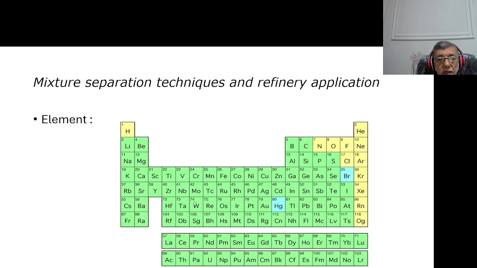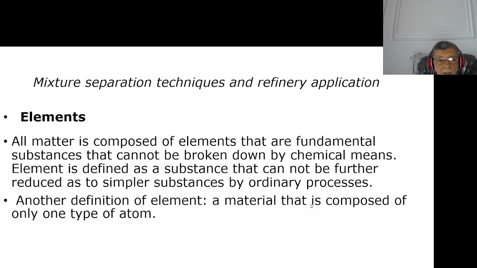Element is one atom which contains a nucleus and shell. In the nucleus there are protons and neutrons, and in the shell there are electrons. This periodic table is arranged according to atomic weight and atomic number. Hydrogen is 1 proton and 1 electron. Helium is 2 electrons and 2 protons, then lithium, and so on through all the elements. All matter is composed of elements, which are fundamental substances that cannot be broken down.